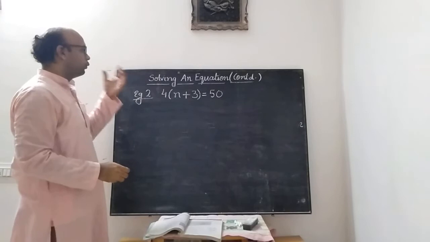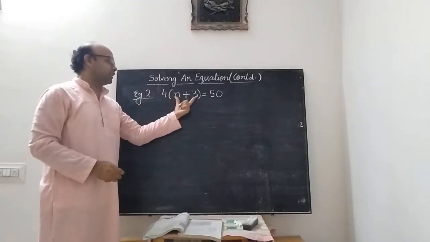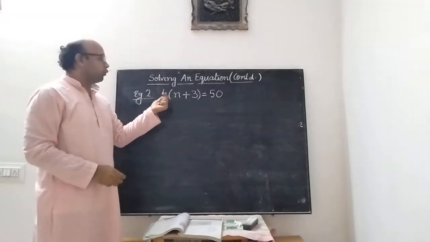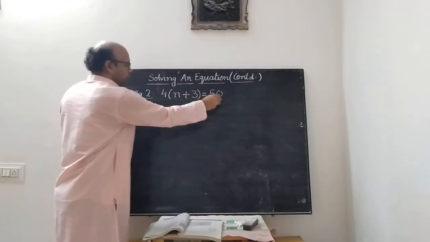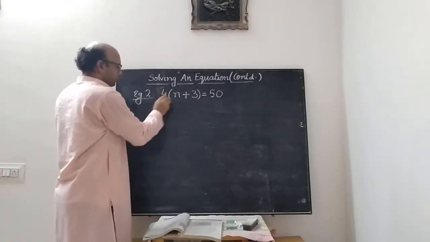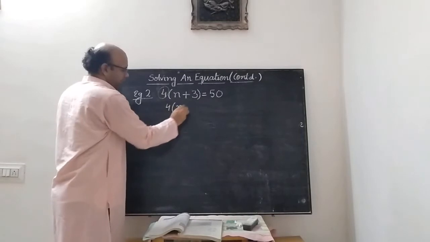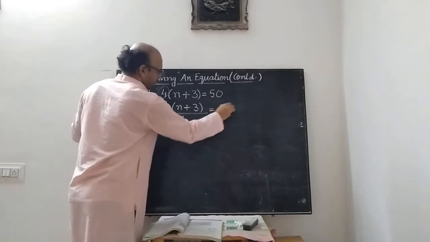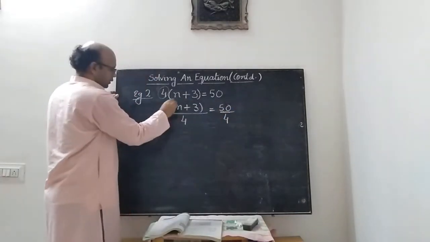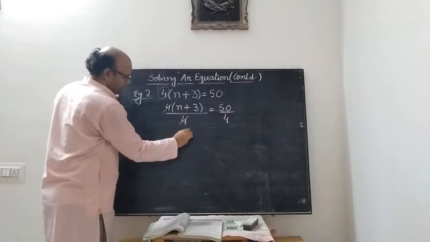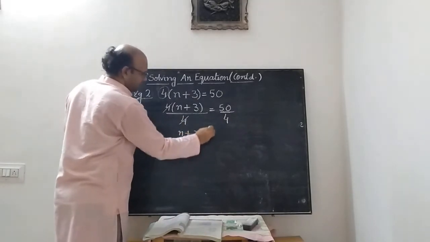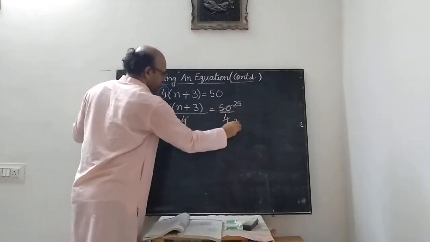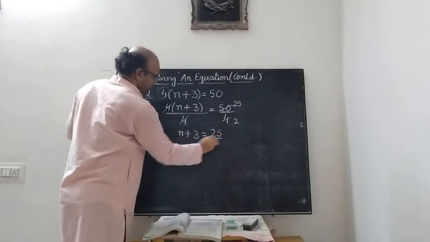Now again, we have the expression within the bracket, and we have something multiplied to it. So first of all, we have to remove this 4. So we divide both the sides by 4. Dividing both the sides by 4, this 4 gets cancelled out. What is left is n plus 3 is equal to the simplified thing, that is 25 by 2.